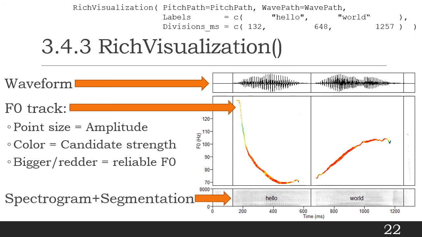Finally, on the bottom, we have the spectrogram and segmentation. The spectrogram comes from the wave path, and the segmentation comes from the labels and divisions you specify when you call the function.